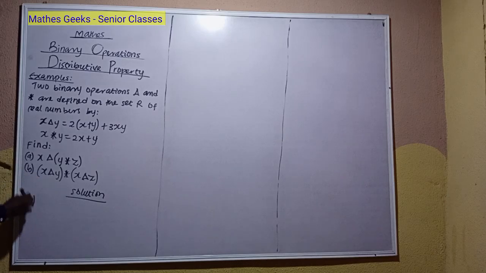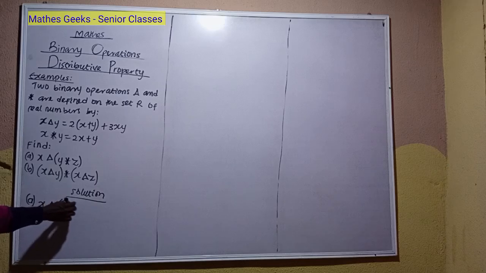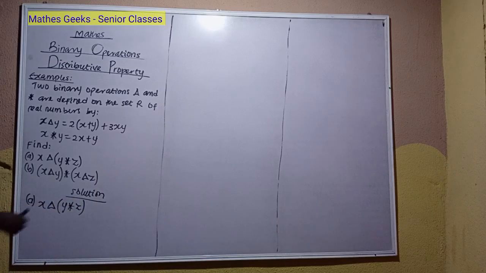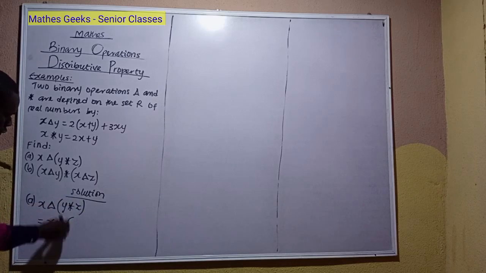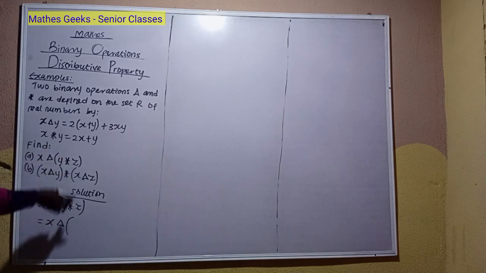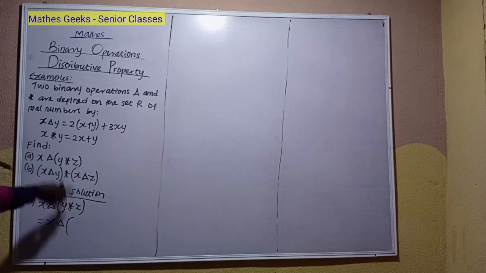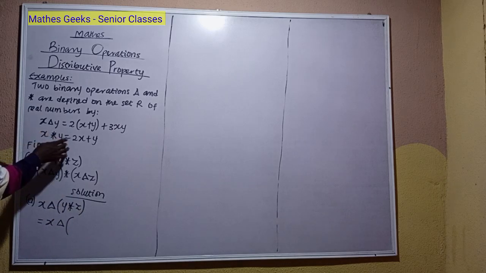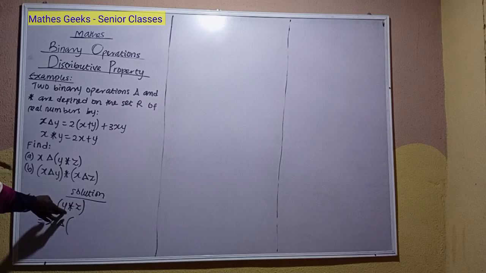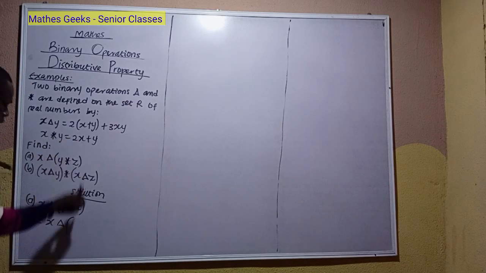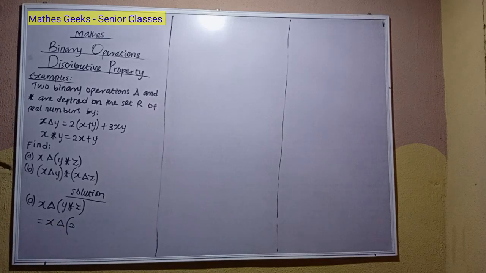So A says find x star (y operation z). This will give us x star, and we're going to get this operation first. Simplify this. Now y operation z. In this case, here we have x operation y, so our x will be replaced by y, and our y will be replaced by z. If that becomes the case, we're going to have 2y plus z. That's what we're going to have.